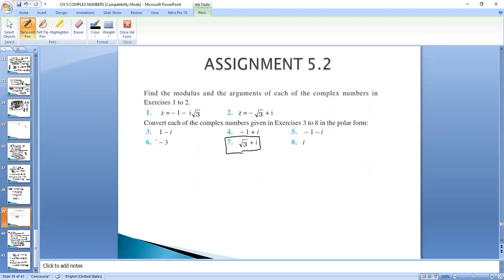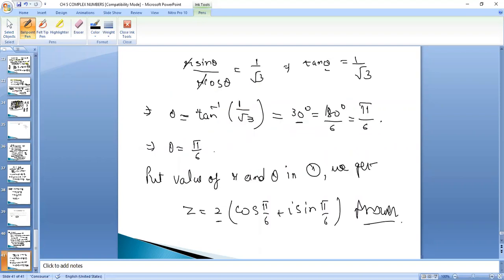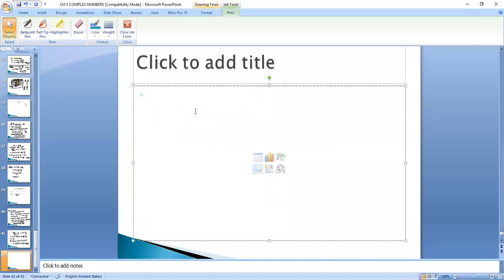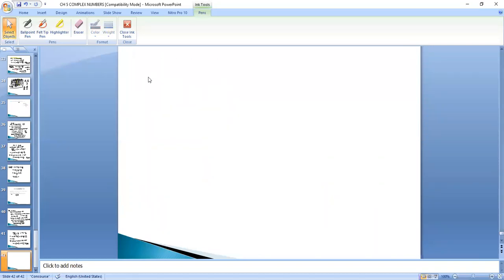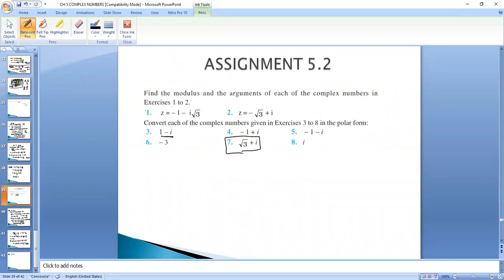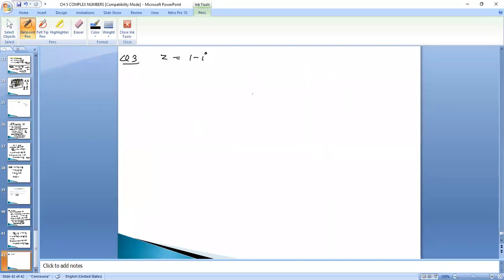Now we will be doing this 1 minus iota, question number 3. Okay, start solving. Z is equal to 1 minus iota. This is question number 3. So quickly you will be writing z is equal to r cos theta plus iota sin theta.